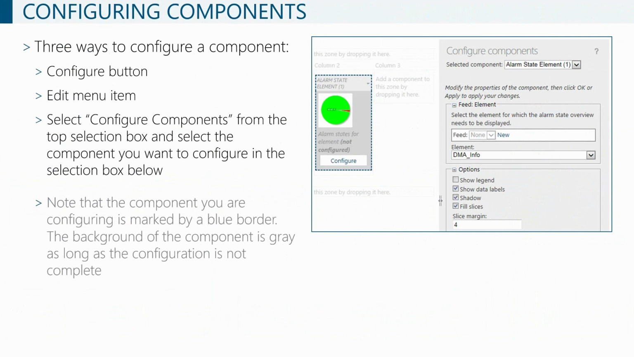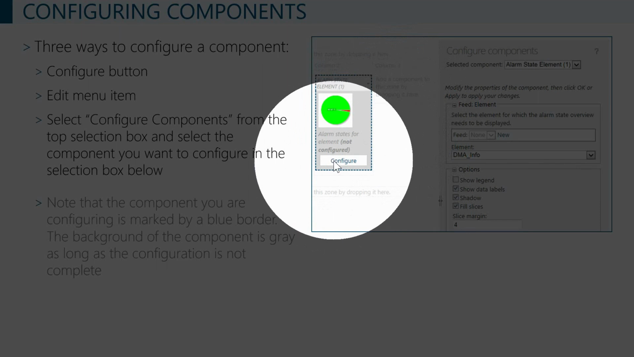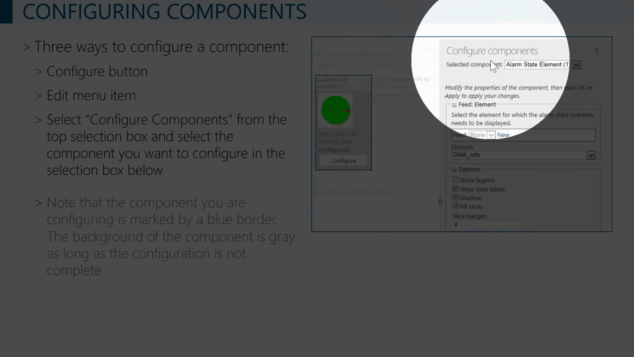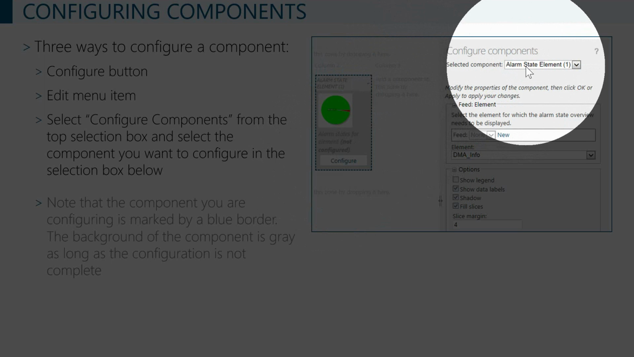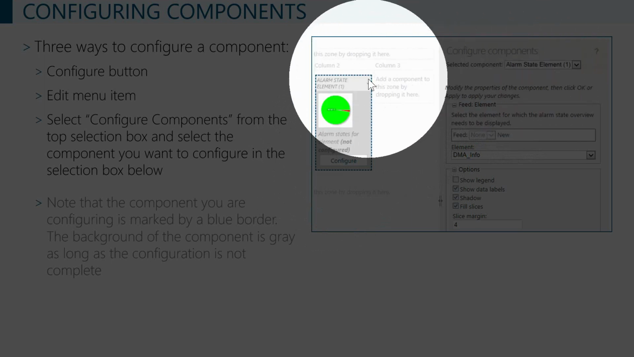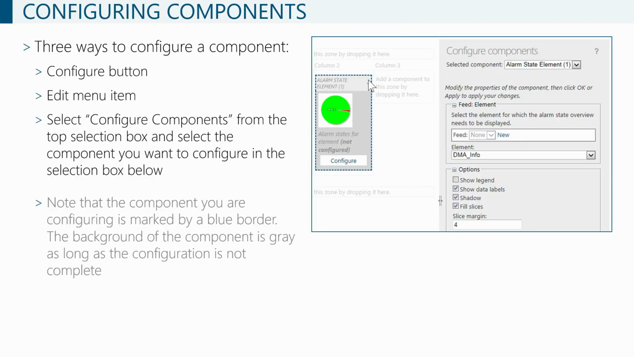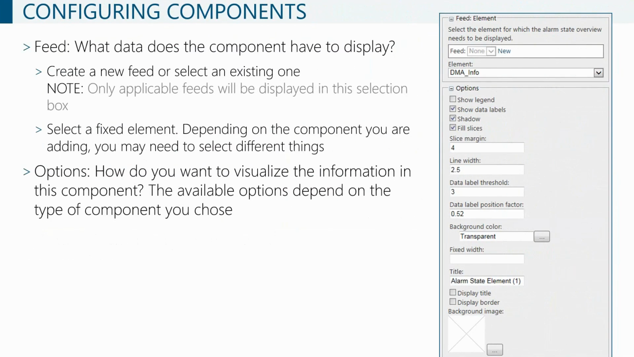To configure the component, just click on the configure. Note you can also go to the configure section and then select your component from that drop down, or you have it also in the context menu there, but we just go to the configuration.